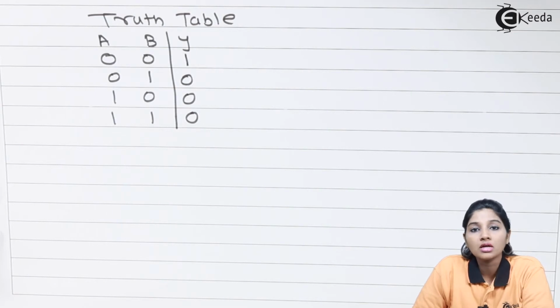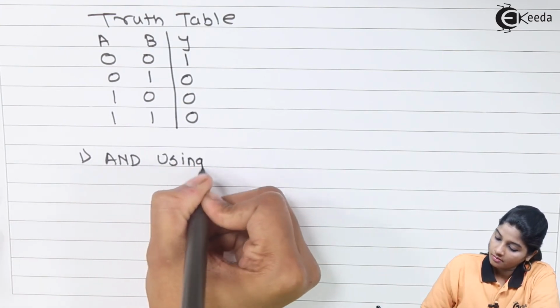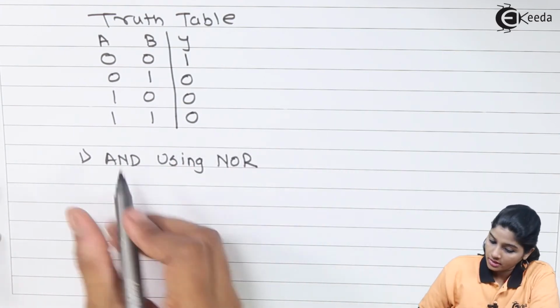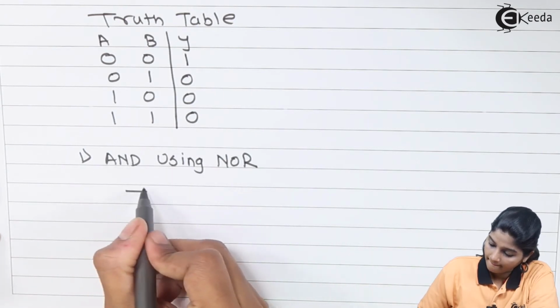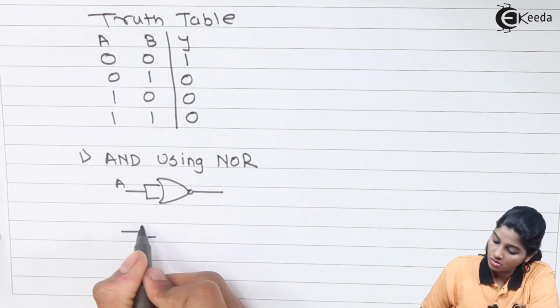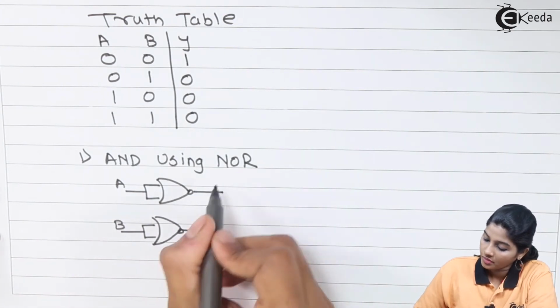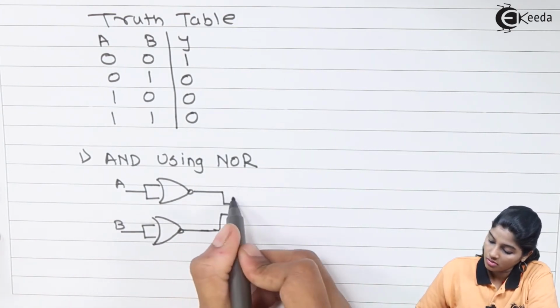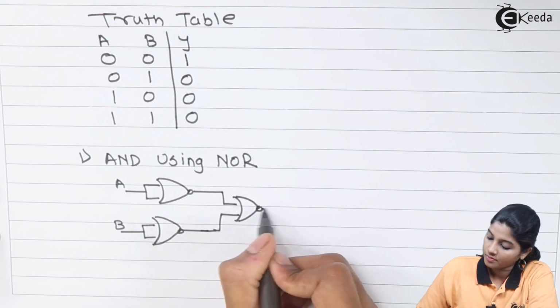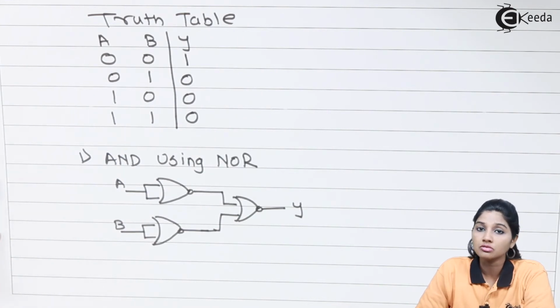Similar to NAND gate, NOR gate is also called a universal gate because AND, OR and NOT gate can be implemented by using NOR gate. Now let's see their implementation. So AND using NOR gate: input A is given to the first NOR gate, input B is given to the second NOR gate. So their outputs are now given to the third NOR gate. So this will give you a function similar to the AND gate.